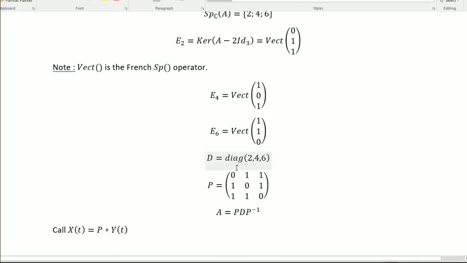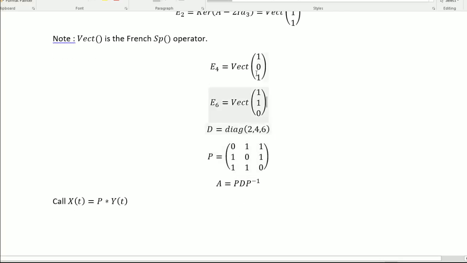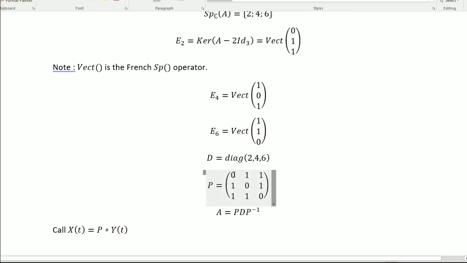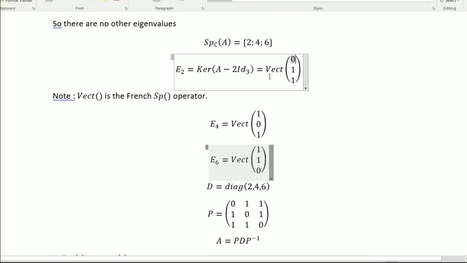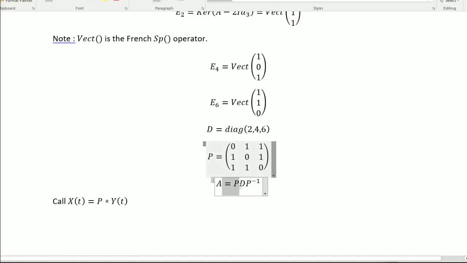So I call D the diagonal matrix of 2, 4, and 6, and P, I set the eigenvectors here, and we get this matrix. So we can write that A is equal to P D P minus 1.